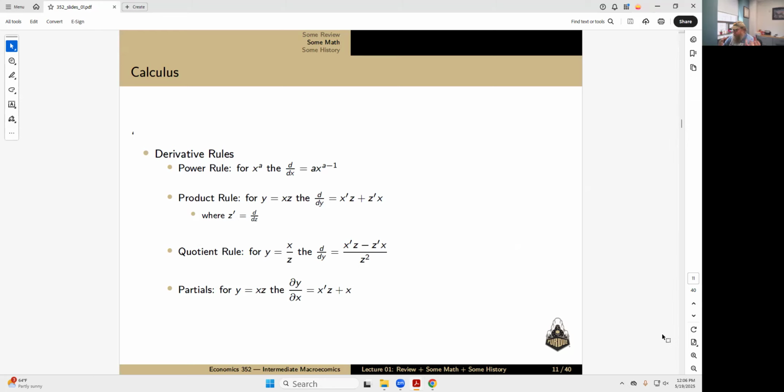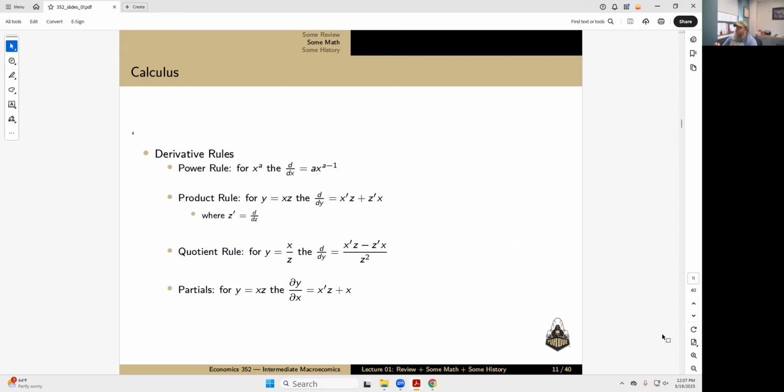These end up being the main derivative rules that come up in this particular class. Power rule, obviously, but then also the product rule, quotient rule. And we end up taking a lot of partial derivatives in this class. And so that ends up being another important piece. I will carry out quite a bit of math.